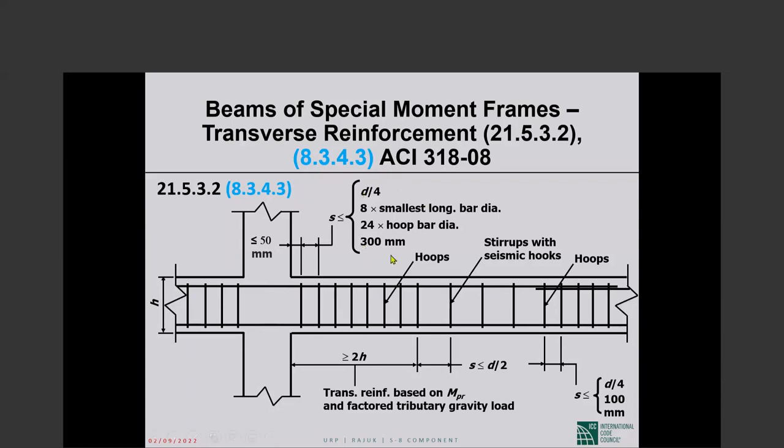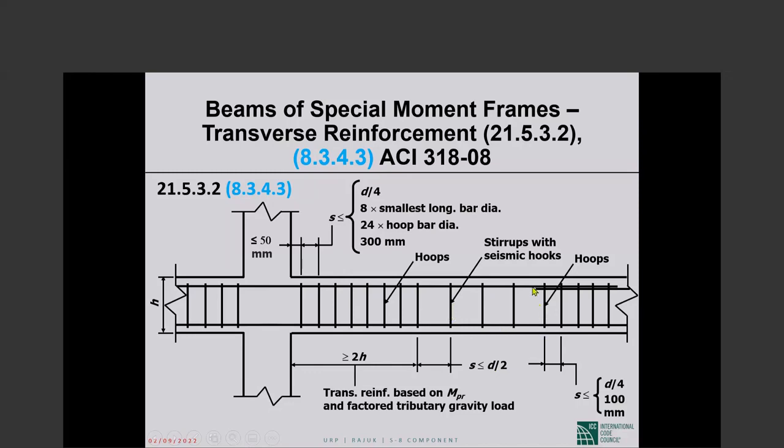Spacing not to exceed any of those 4 quantities: 1/4 of the effective depth, 8 times the smallest longitudinal bar diameter, 24 times hoop diameter, or 12 inches. Okay, so the spacing cannot exceed the smallest of those 4 things. At the end of the plastic hinge region, we have to have stirrups at a spacing not to exceed 1/2 of the effective depth. These can be stirrups. They don't have to be hoops. They don't have to be closed.